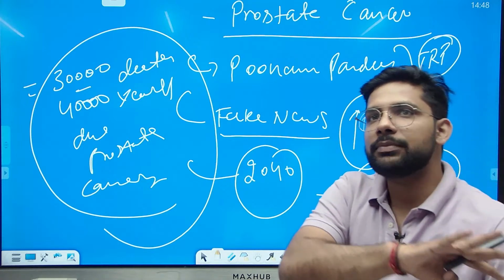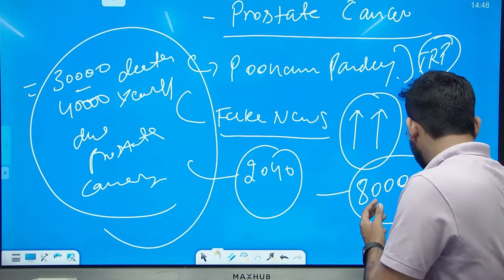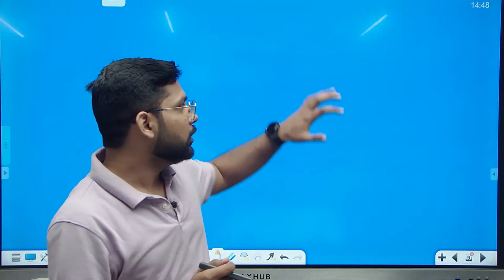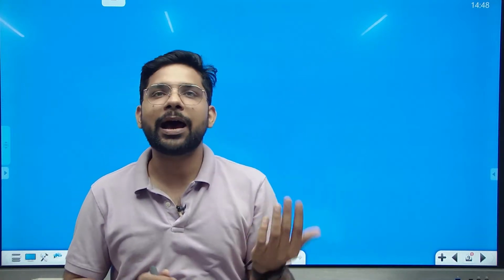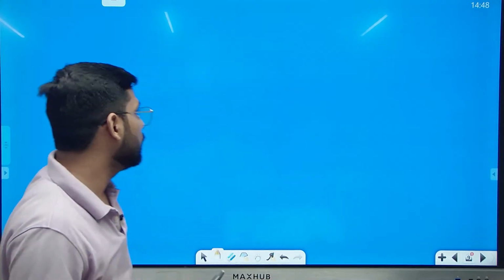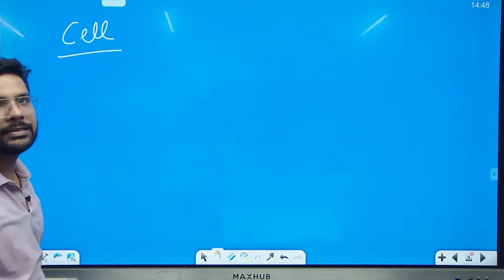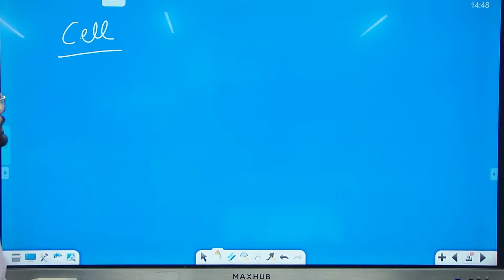ठीक है, तो ये हम सारी चीजें अभी देखते हैं. What exactly is cancer? For the prelims perspective, for the mains perspective, you should know what cancer is and how it spreads into the human body. As a basic unit of life in the human, it is the cell. Cell is the basic unit.